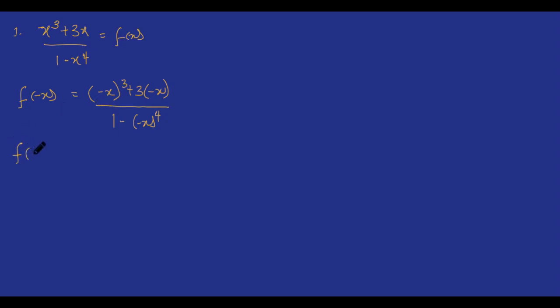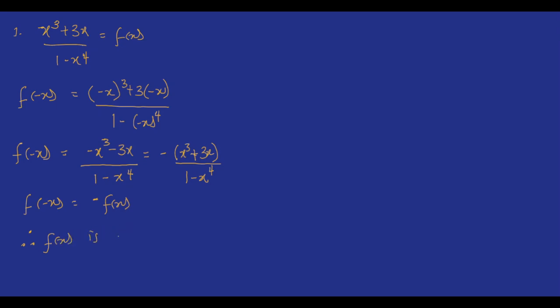So we have f of minus x to be equal to minus x raised to the power of 3 minus 3x divided by 1 minus x raised to the power of 4. And this gives us minus, into brackets, x raised to the power of 3 plus 3x divided by 1 minus x raised to the power of 4. So it shows that f of minus x is the same thing as negative of f of x. Therefore, the function in this case is an odd function.